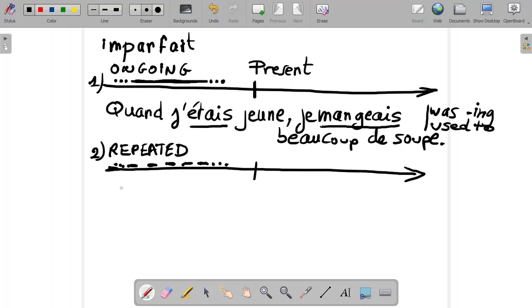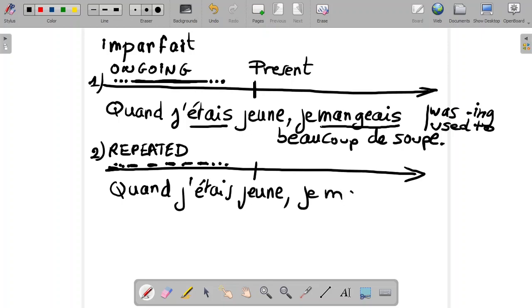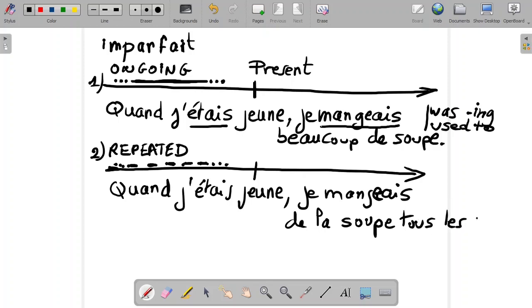The repeated case. So you can have the same: quand j'étais jeune, je mangeais de la soupe tous les jours. So when I was young, I used to eat or I was eating soup every day. So the every day, tous les jours, shows that it's a repeated action in the past. It was happening every day. Okay, so this is imparfait.